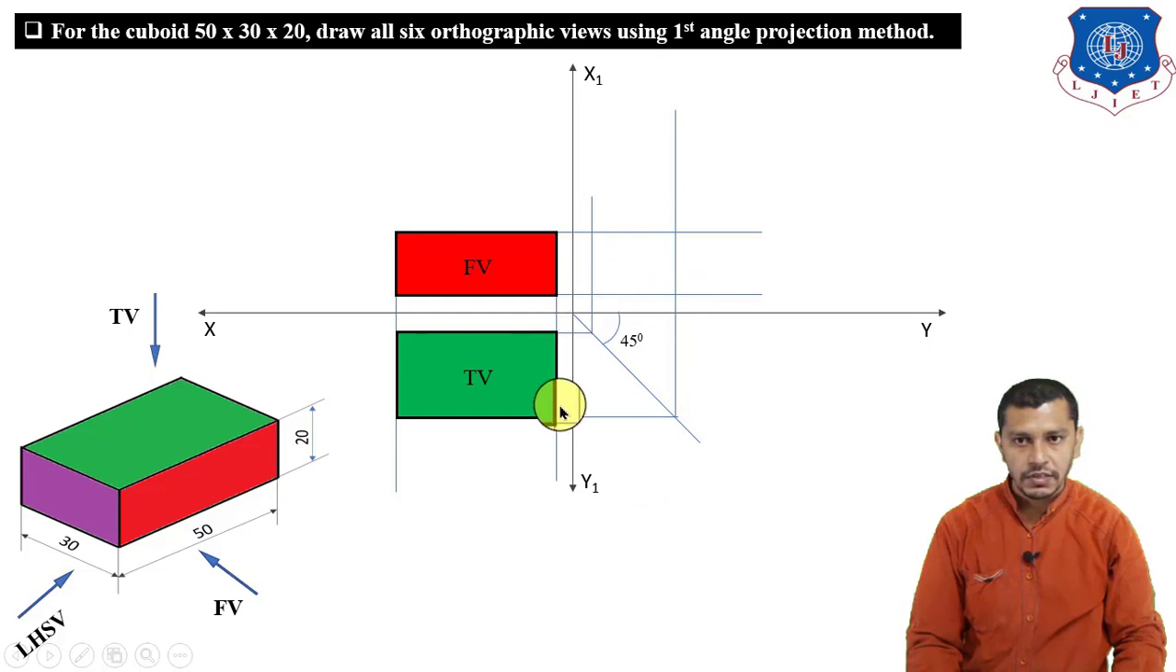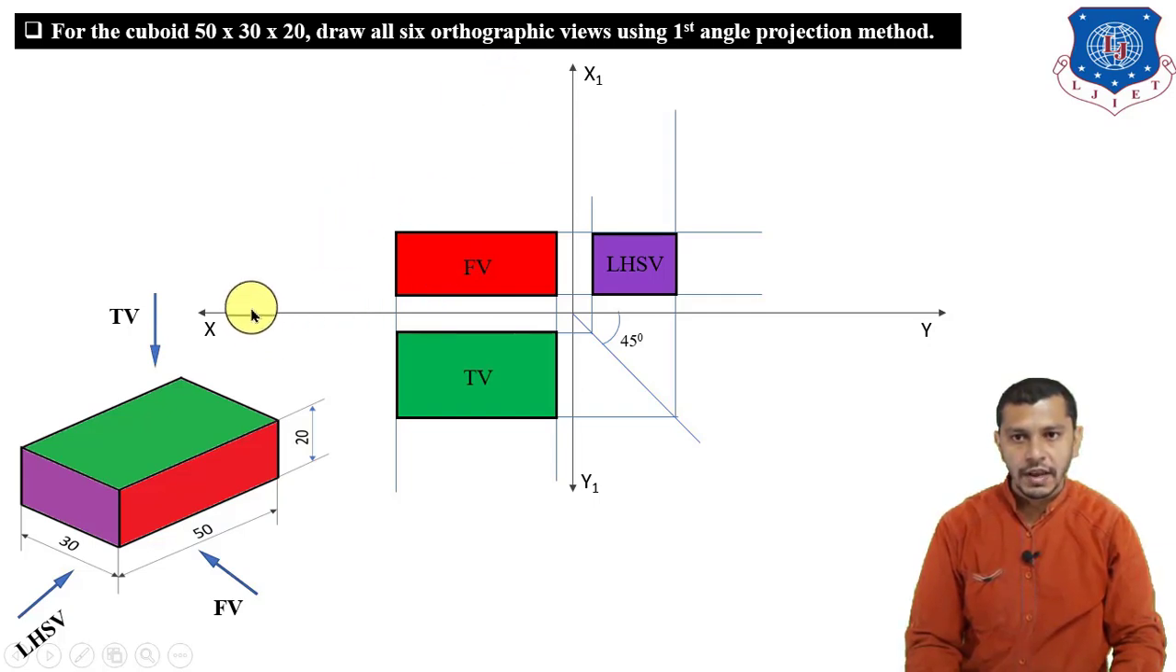So right now the width is projected in the left hand side view. So this box will give us the left hand side view having a length, that means the width, 30 and height 20 mm. Now if you want to draw the bottom view, it will be the same as the top view and it will be projected above the front view.